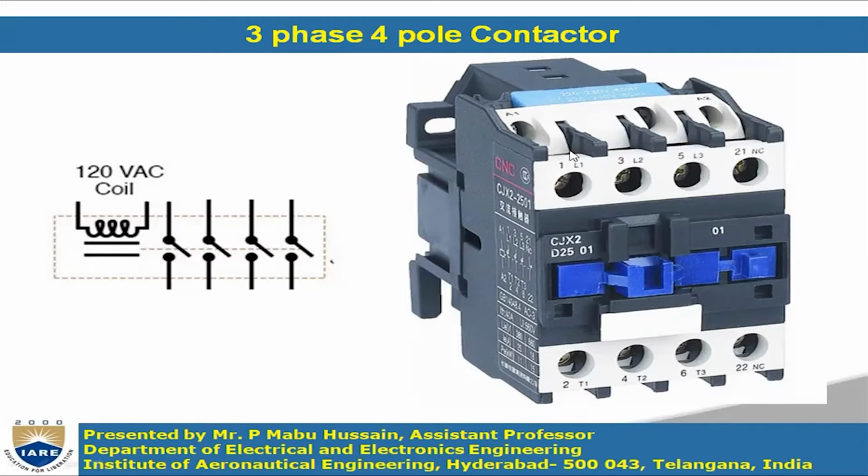A four-pole contactor in the sense it will have four poles: L1, L2, L3, and the last one you will have either NO or NC. Okay, so the equivalent circuit for this contactor is given here. These are the four poles, and internal to this you will have one winding or coil. That coil will be rated with either 120 volts AC or 220 volts DC. Sorry, 220 volts AC or 24 volts DC. So the rating of this coil will be given in the contactor specifications.